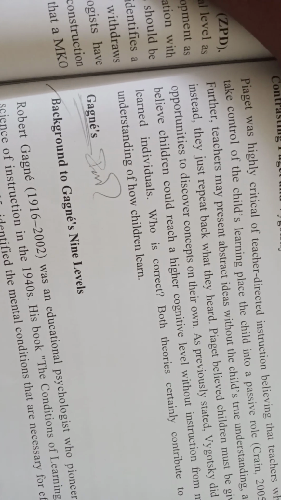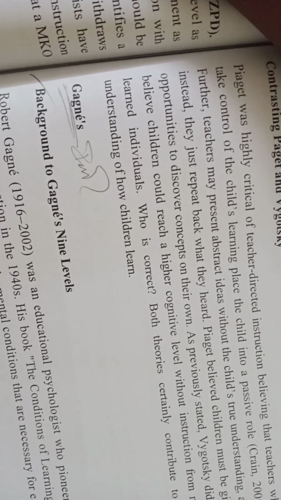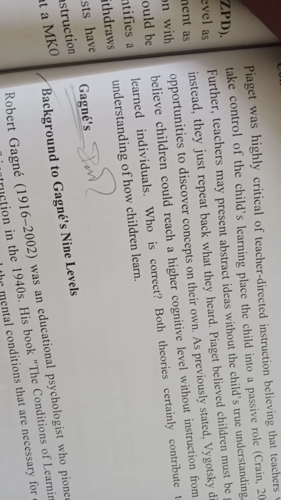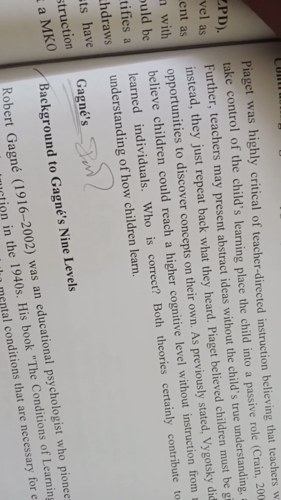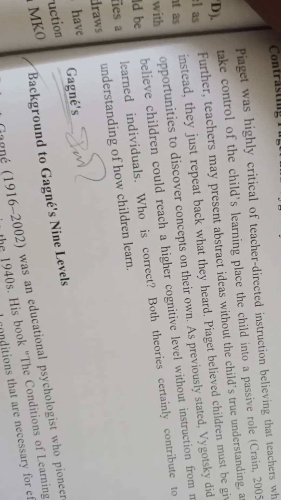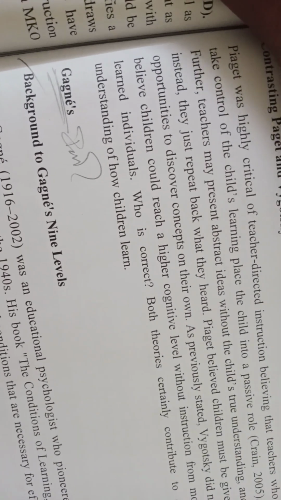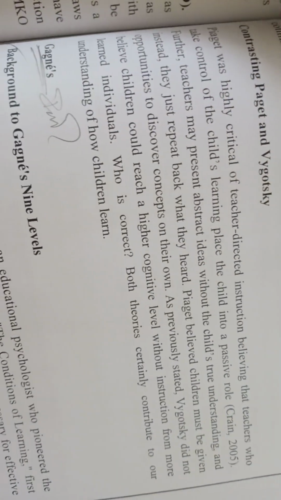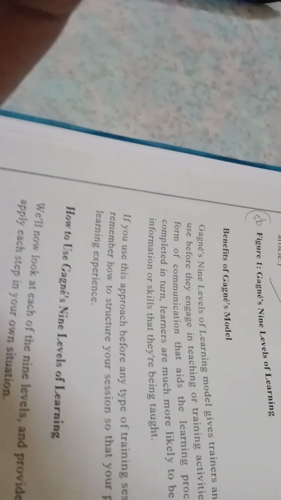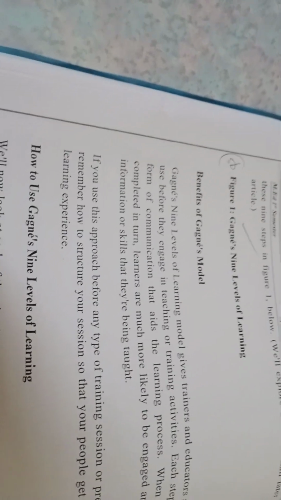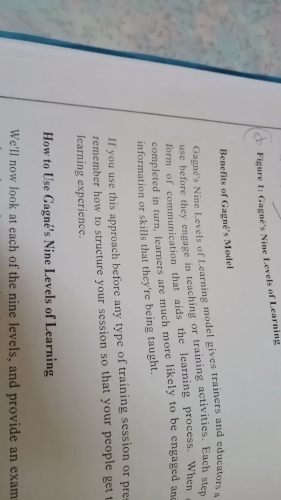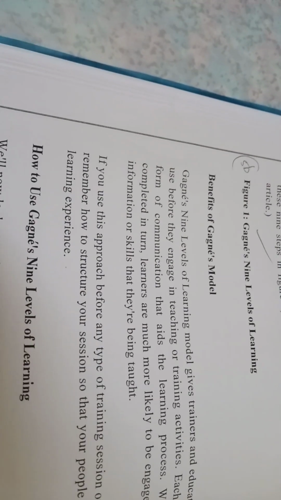The model is useful for all types of learning, but this article focuses on applying it to training your team in a work environment. You can see these 9 steps in figure 1 below. We will explore these in detail later in this article. Figure 1, Gagné's 9 levels of learning.